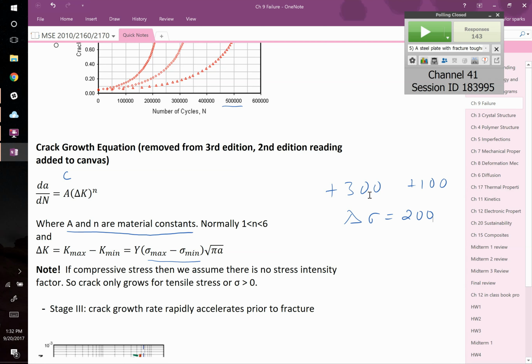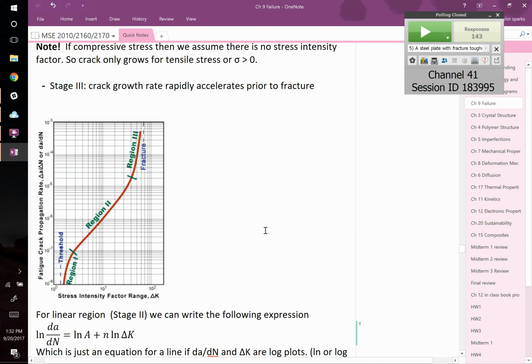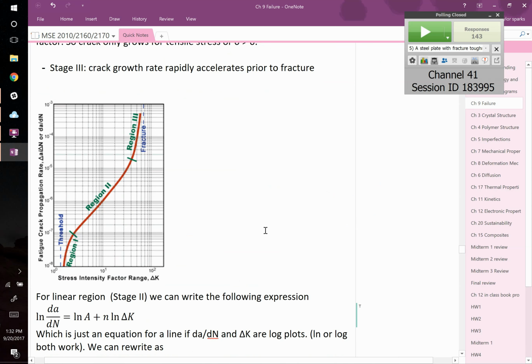So then how do we do this? Typical failure due to crack propagation plots look like this. You've got this initial region, region 1. That's where your crack starts to grow. Eventually, if you plot this on a log plot, with a log scale over here and a log scale here, then you get this linear region. The reason it's linear is because your equation looks like this: dA/dN equals A times delta K to the n.